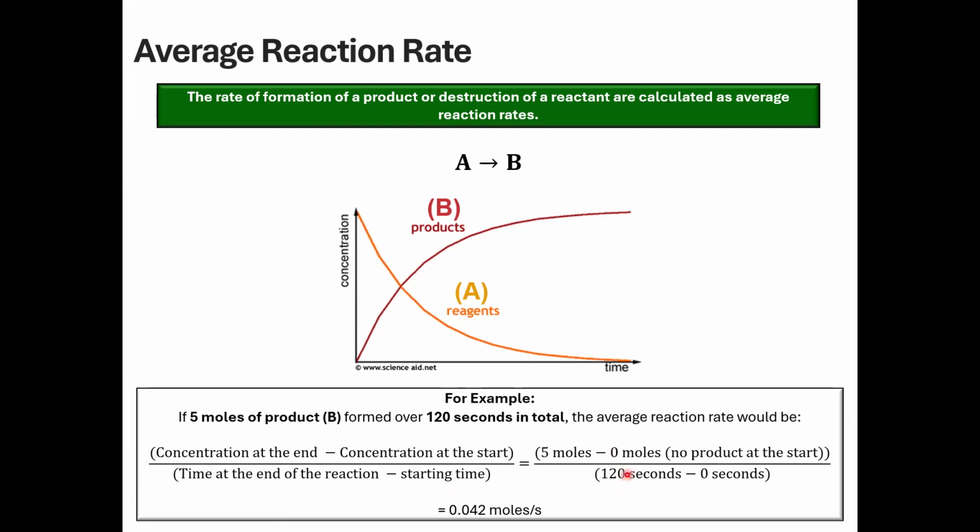And then the total course of the reaction lasted 120 seconds, and you take away the starting time of 0 seconds. So obviously that's going to be 120. And then just dividing one by the other gives you a rate of 0.042 moles per second. What that actually means is that 0.042 moles of product formed every second of that reaction. So that's on average how many moles of product you were forming per second.